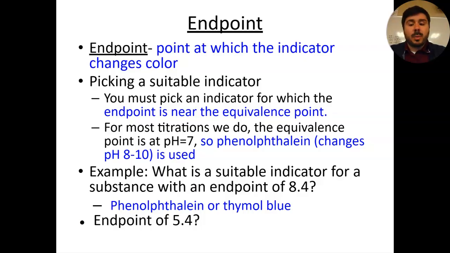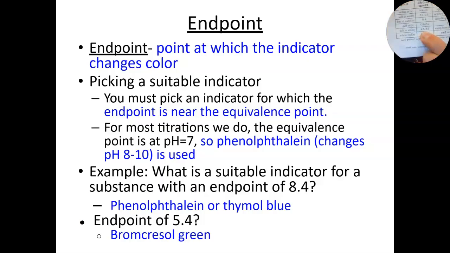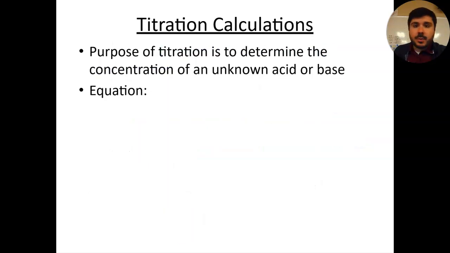Okay. What about an endpoint of 5.4? Again, an endpoint of 5.4 needs to be in between the pH of the indicator's range. In this case, Brome-Cressyl green is going to be the one to utilize here. Brome-Cressyl green has a pH range right here. That's a 3.8 to 5.4. Okay, our endpoint is exactly right there at 5.4. So therefore, our Brome-Cressyl green is going to be clutch there for that reason.